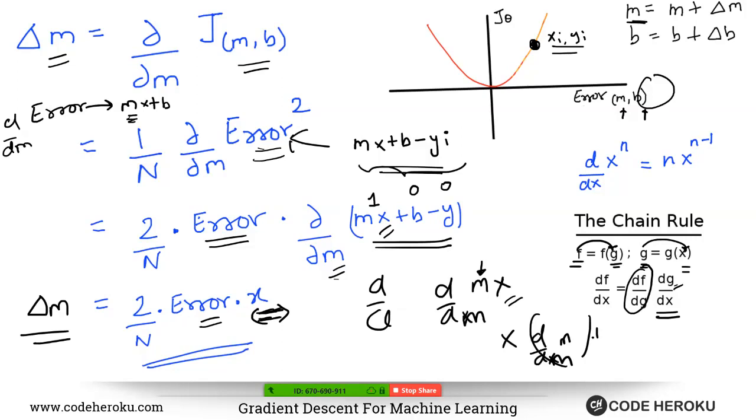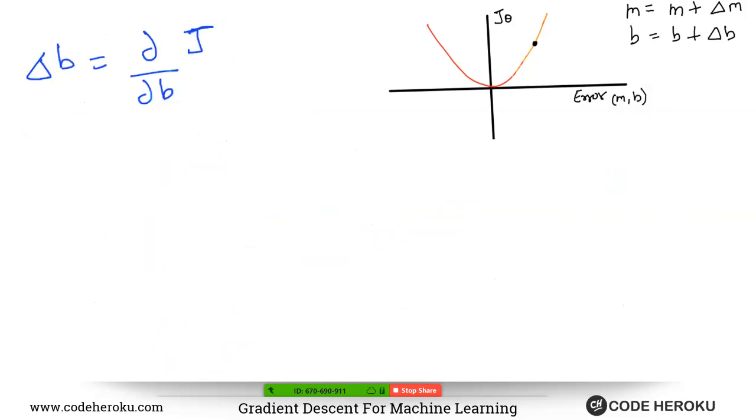Okay, so can you also do it for delta b similarly? Do the same thing. You have already done this, just like what you did before. The only difference will be now just take the derivative with respect to b. Everything else will remain the same, just the last step will change a little. So can you do it for delta b as well?